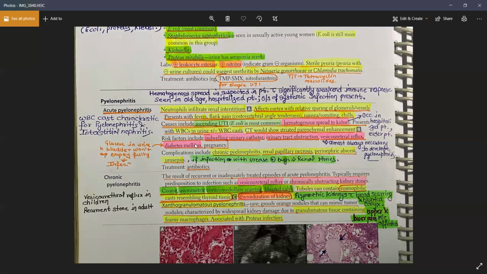If the patient also has a vesicoureteral reflex, then from the bladder the infection can ascend upward into the ureter and reach the kidney, and it can cause pyelonephritis also. A normal vesicoureteral junction never allows the bacteria to reach the kidney. It must be disrupted. Okay, that's all about acute pyelonephritis. Any doubt, please ask.